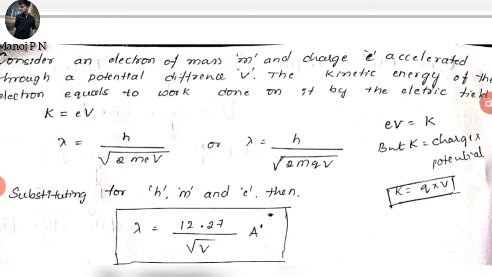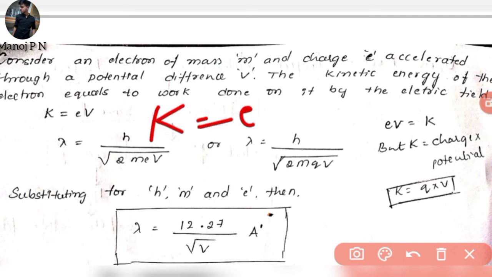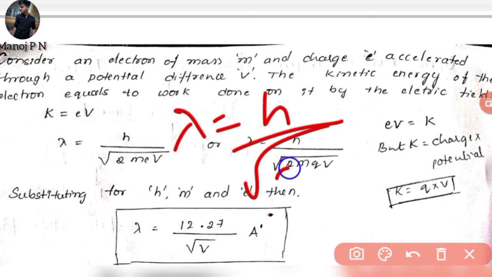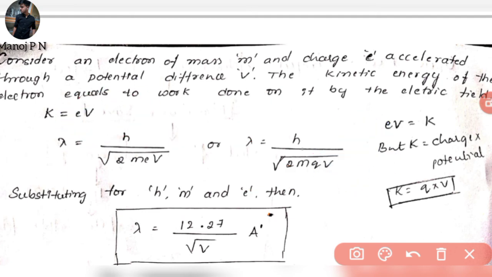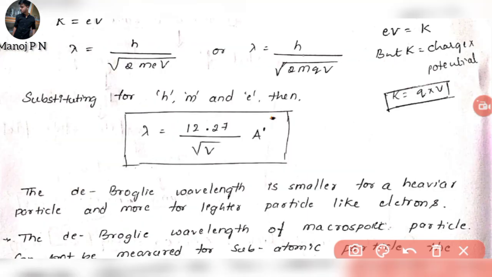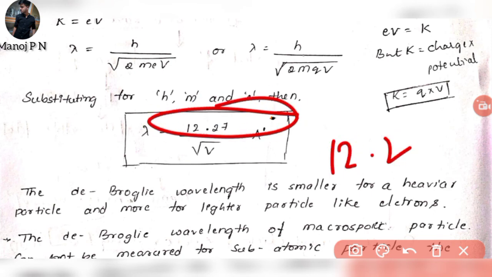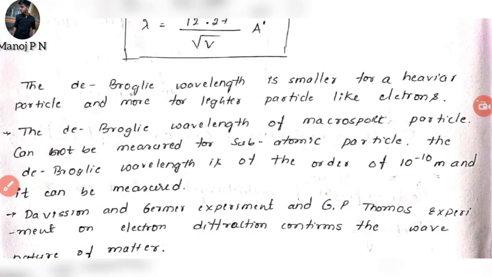Then consider an electron of mass m and charge e accelerated through a potential difference V. The kinetic energy of the electron is equal to the work done on it by the electric field, so K is eV in electron volts. After that, we have the lambda equation, h divided by root 2mK, and we replace this K with eV, substituting the h, m and e values. So we get this constant value, that is 12.27 divided by square root of V angstrom.